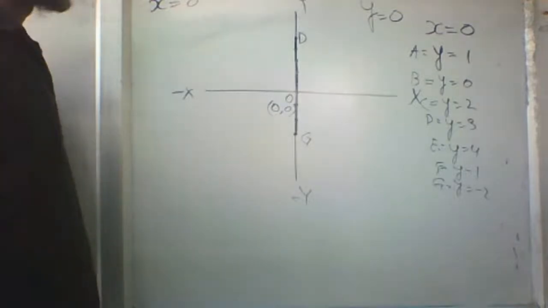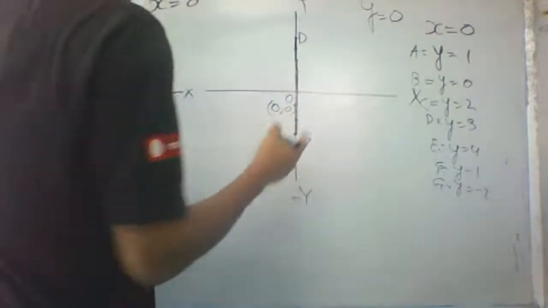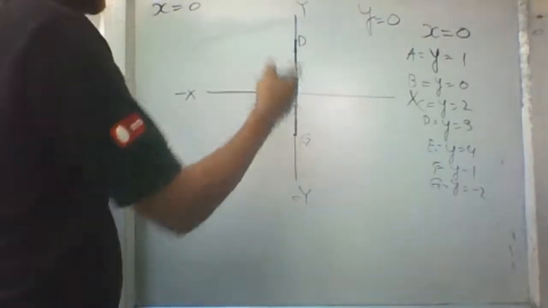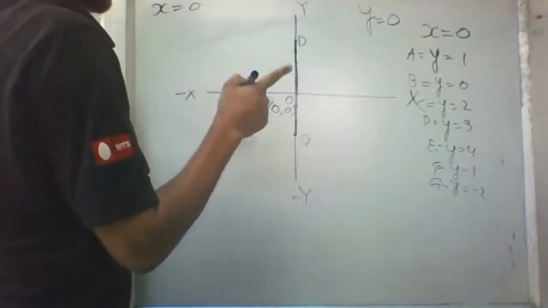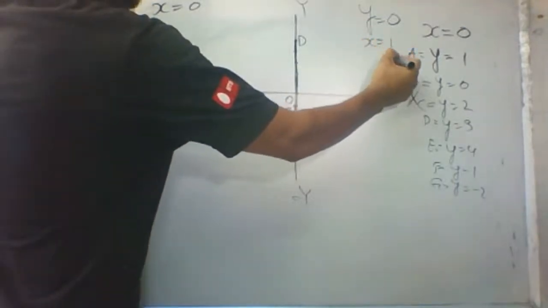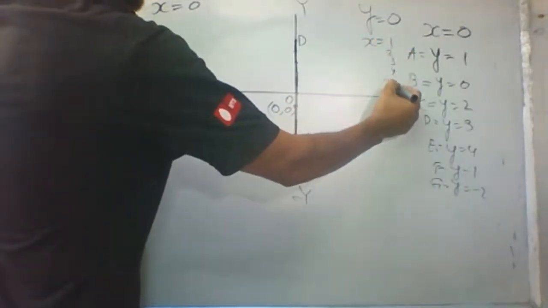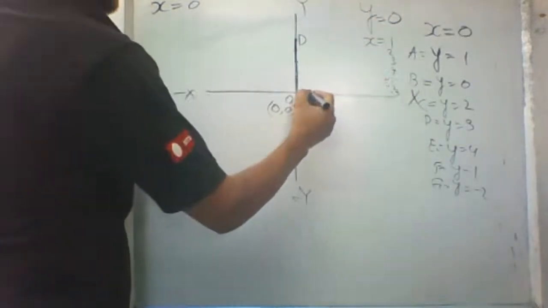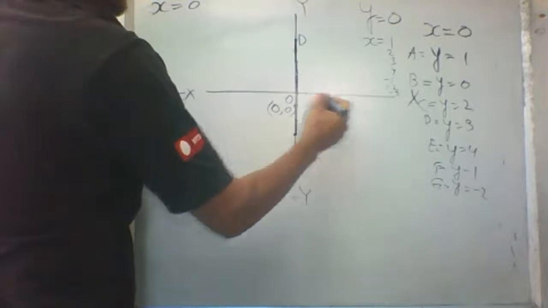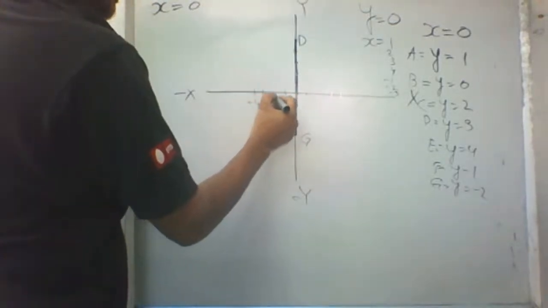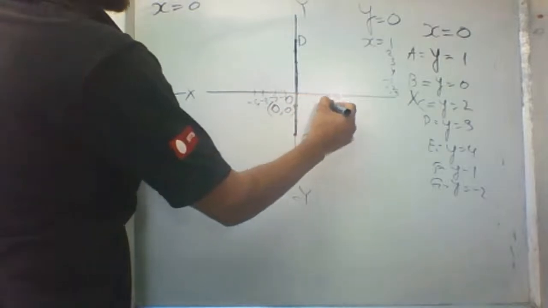If y is equal to 0, then a similar thing will happen. It is saying that y is equal to 0 means the y-axis value is 0, so x has values 1, 2, 3, 4, minus 1, minus 2, minus 3, up to infinity. So x takes values 1, 2, 3, 4, minus 4, minus 3, minus 2, minus 1, 1, 2, 3, 4.